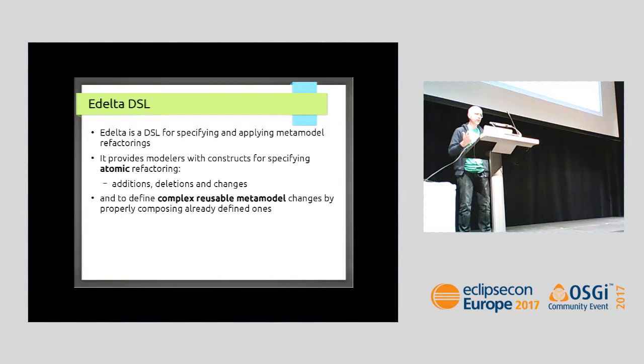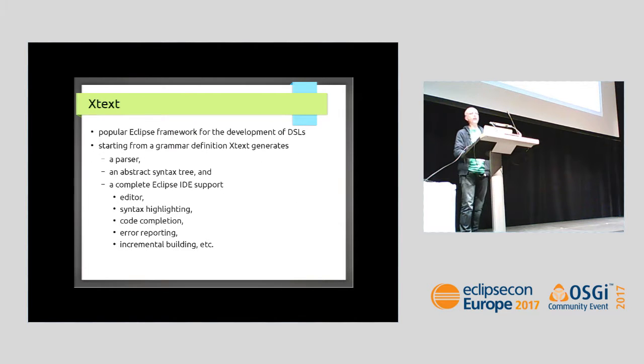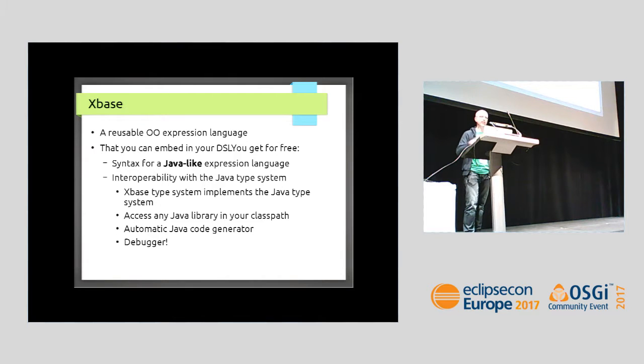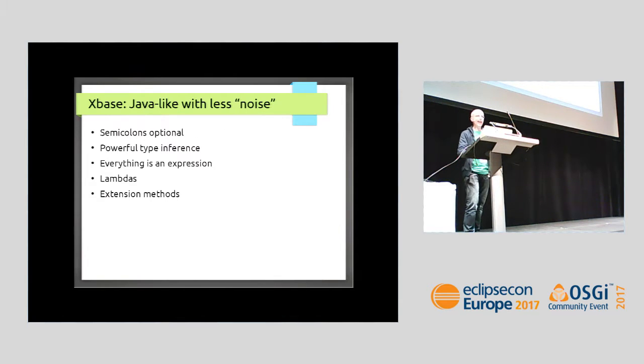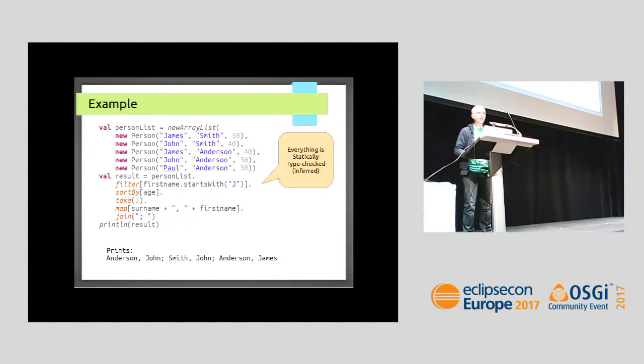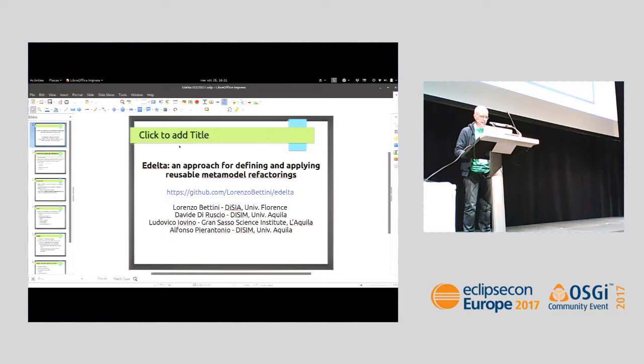The DSL provides you some atomic operations for refactoring, and then you can use these atomic operations to implement more complex operations, which can also be reusable. So you can create your own library of refactorings, and we also ship an existing refactorings library. The DSL is built on Xtext, so it provides rich tooling, and especially XBase. So the DSL is completely integrated with the Java type system. You can access any Java library out there. And XBase is a kind of easier Java, so it's quite readable, and it should not be a problem to learn that from scratch.